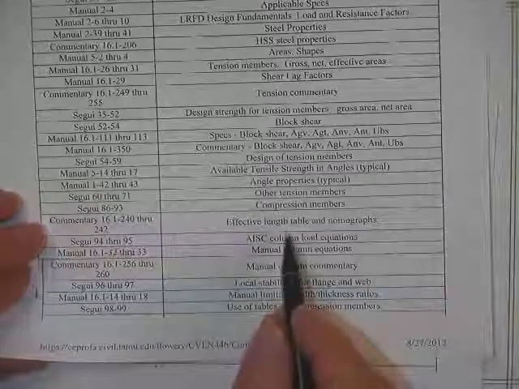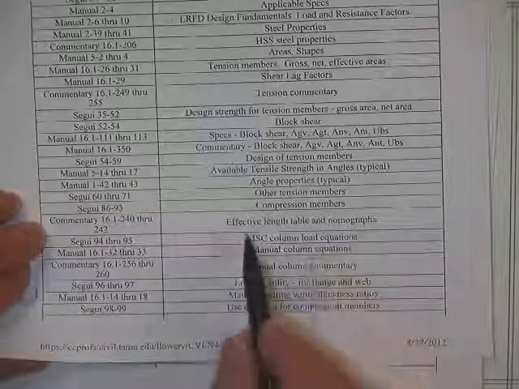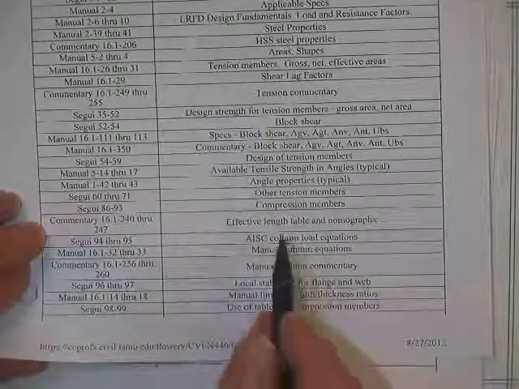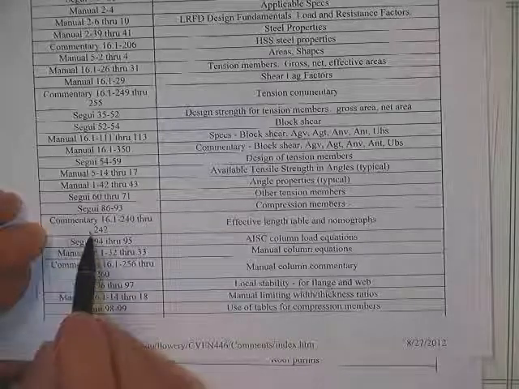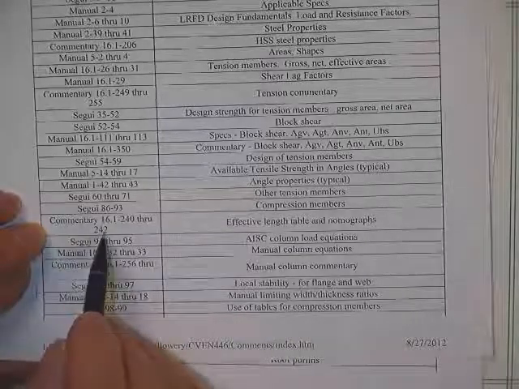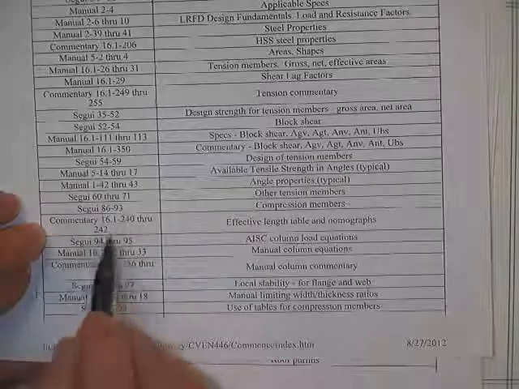They're around there, and they're better than nothing. So if you need to know the nomograph for effective lengths, it's in the commentary as opposed to the main part of the manual. So you're pretty close to where it's at.